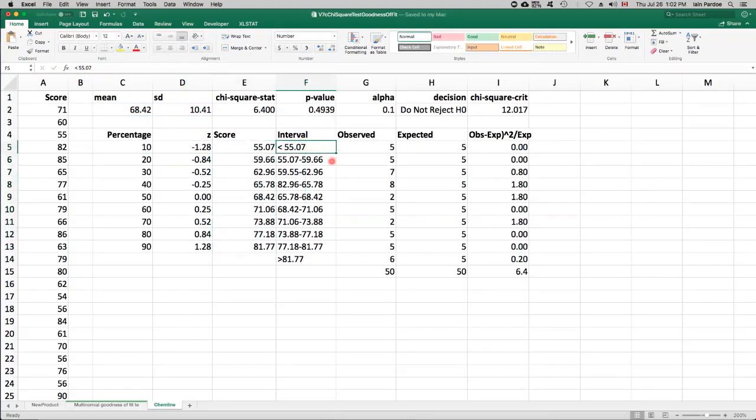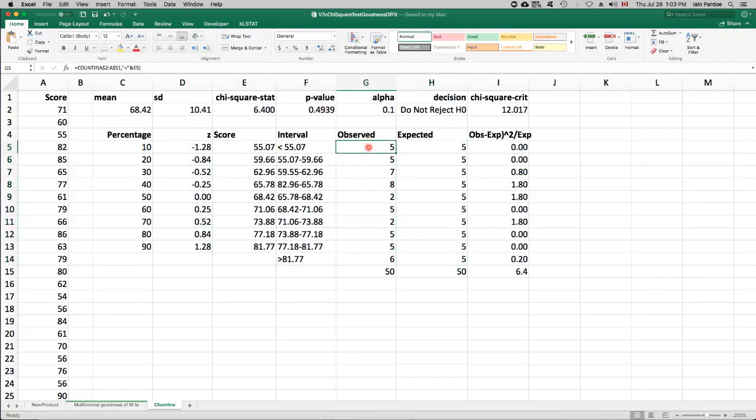So the first interval will be everything up to 55.07. The next interval will be everything between 55.07 and 59.66, and so on, all the way up to the final interval, which is everything bigger than 81.77. And because of the way we constructed this using normal Z numbers, percentiles from a normal distribution, the expected number in each interval is 5.